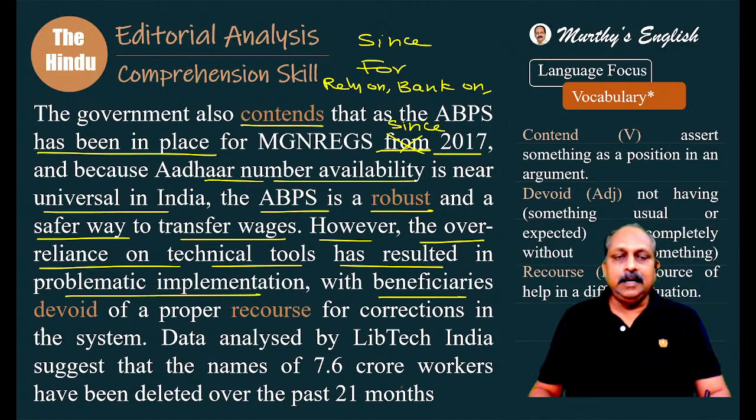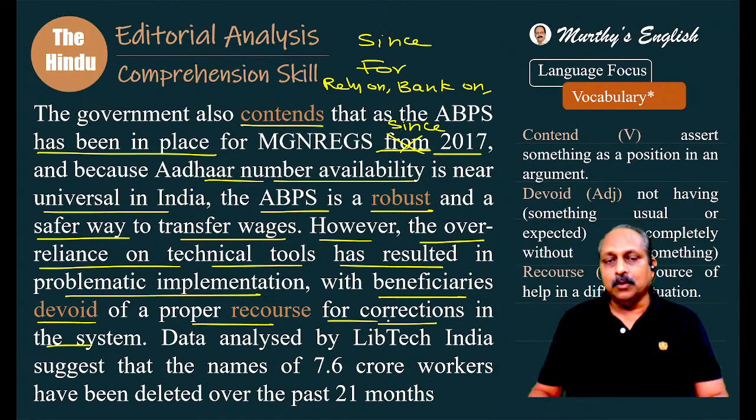With beneficiaries devoid of a proper recourse, devoid of, the beneficiaries do not have a solution for the problem, devoid of, lack of, proper recourse. Recourse in this context means what? A source of help in a difficult situation. They are devoid of a proper recourse for corrections in the system. You all know Aadhaar, and when it comes to anything that is based on the government, to get the corrections is not that easy. You have to visit the office many a time, and you have to show evidence or proof, and it may take a lot of time.